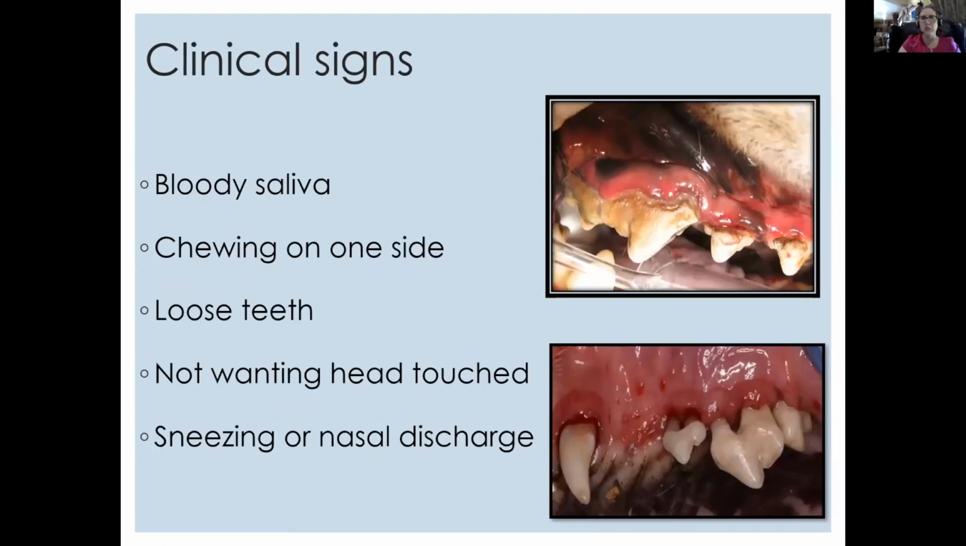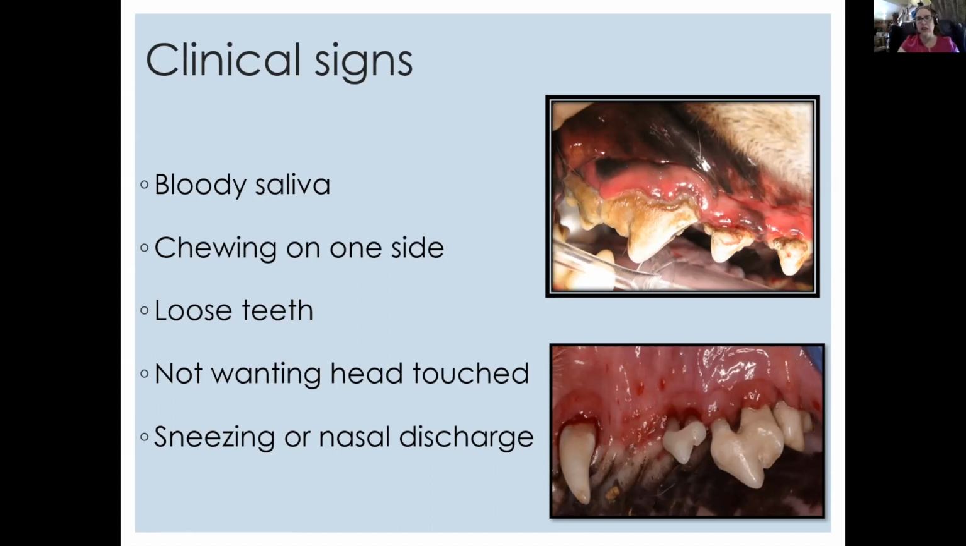We can also see some bloody saliva, chewing on one side. Sometimes we see animals that come in and the teeth are physically loose, like I can move them on the conscious exam. Some more subtle signs are not wanting the head touched. Maybe they have a sore tooth, so they'll shy away, or they don't want their face petted or rubbed as they normally did.